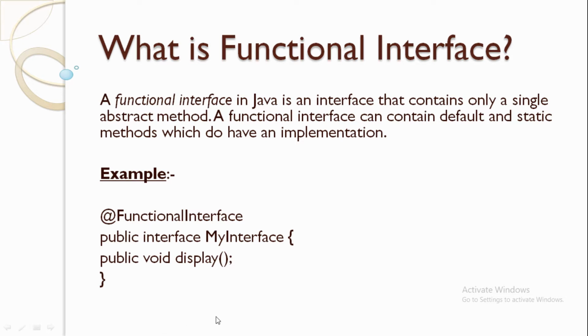So this is our functional interface, MyInterface, and in this interface I created a display method, and this is the annotation which restricts the interface so that no other abstract method can be added to it. We can add default and static methods, but the display method is the only single abstract method in this interface. So this is the definition of a functional interface. So let's move to the next slide.